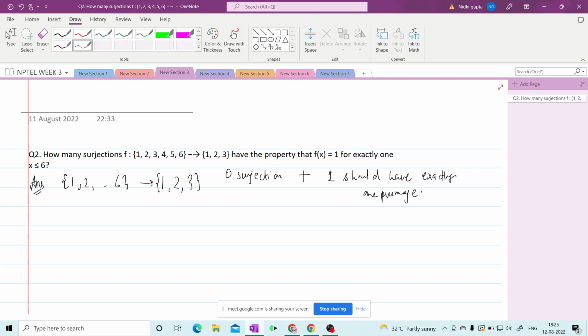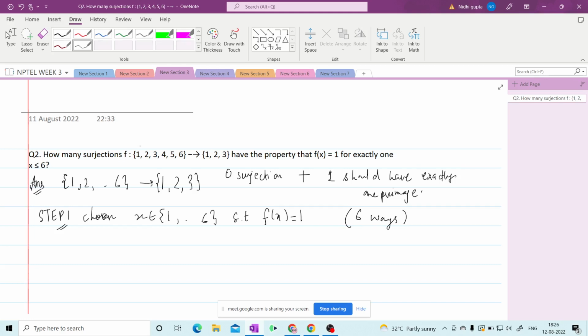So how do we solve it? Since one of the conditions is that 1 should have exactly one pre-image, step 1 is to choose x belonging to 1 to 6 such that f(x) equals 1. How many ways can we do it? We have 6 options, so we can do it in 6 ways.